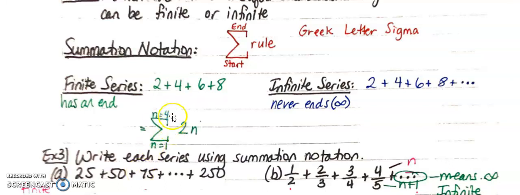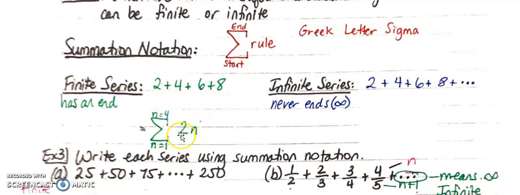So if I wanted to write this finite series in terms of summation notation, I write my sigma letter here, my sigma nice and big. I have 4 terms, 1 through 4. So that means my starting term is at n equals 1. The last term that I have there is the 4th term. And the rule here is, well, it looks like if I have 1, this is 2 times 1, 2 times 2, 2 times 3, 2 times 4. So my rule is 2n.